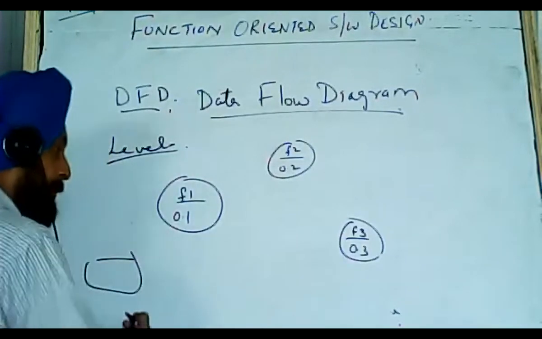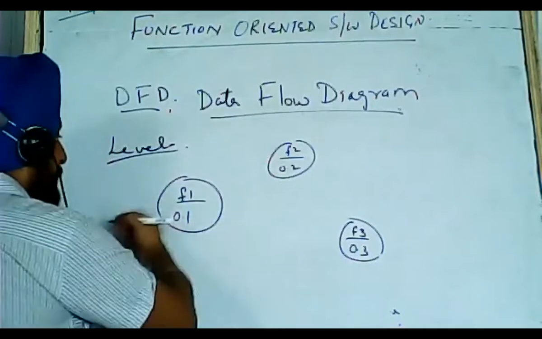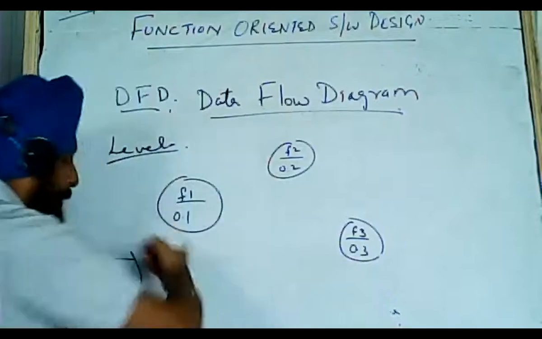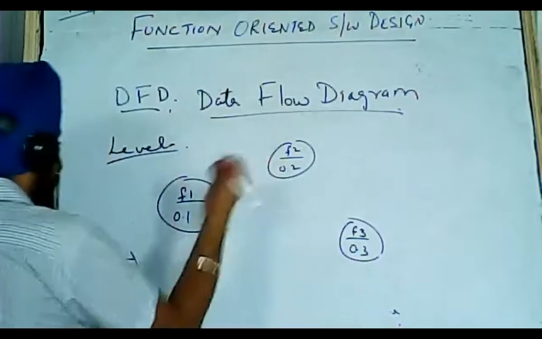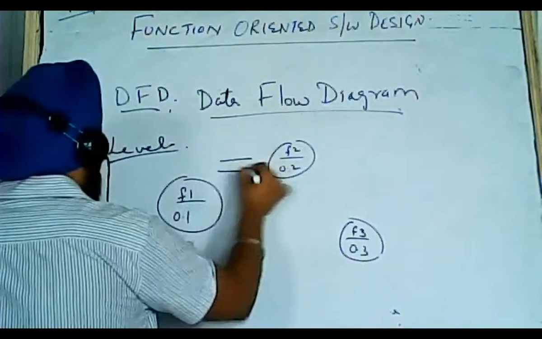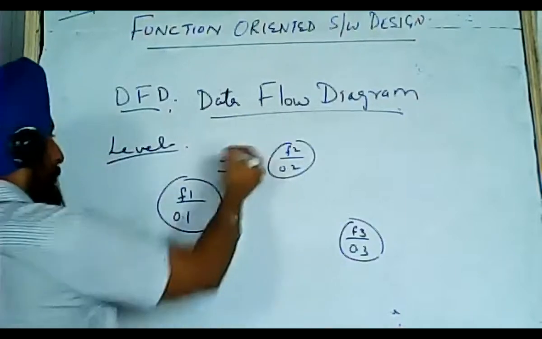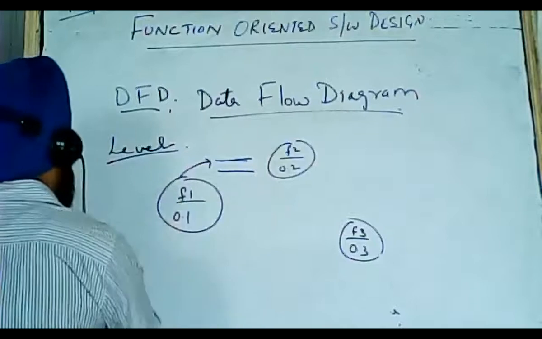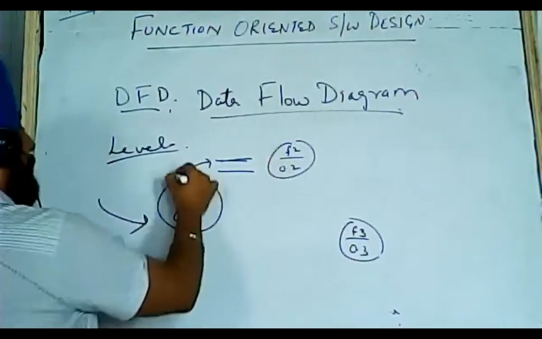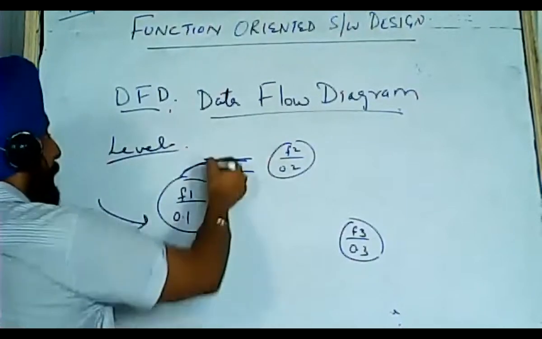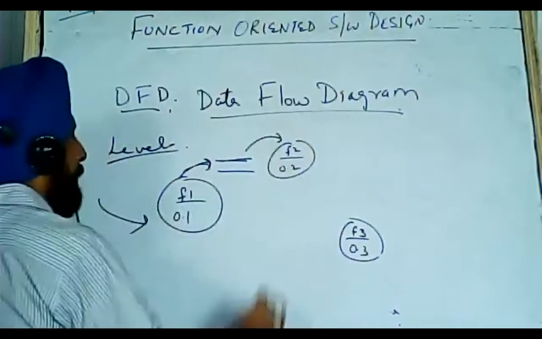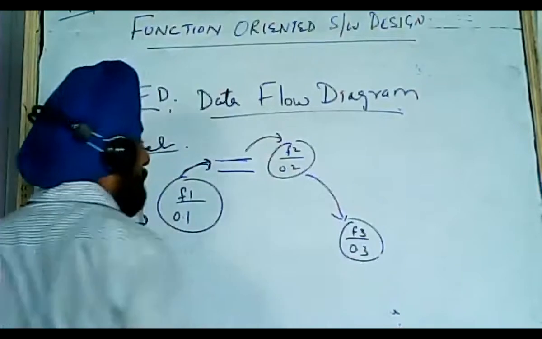It will have some external entity if any function is required to directly interface with the external entity. If there is some data storage, then we have to take the data storage into consideration, where the output will be stored. Suppose this is the input to this function, and this is the output of this function. This will be stored for some time. Then it will take input from here.